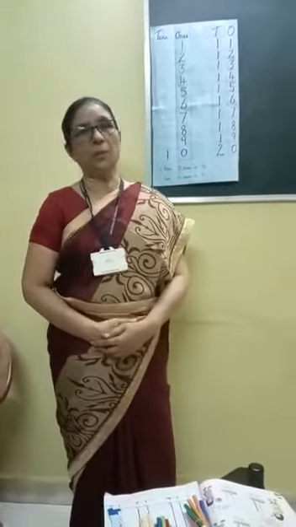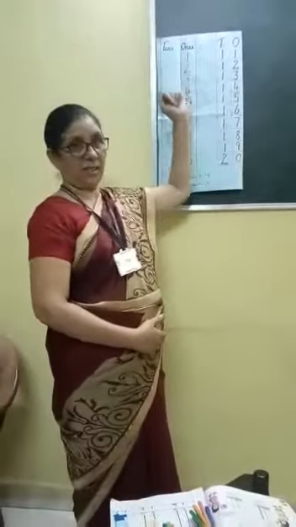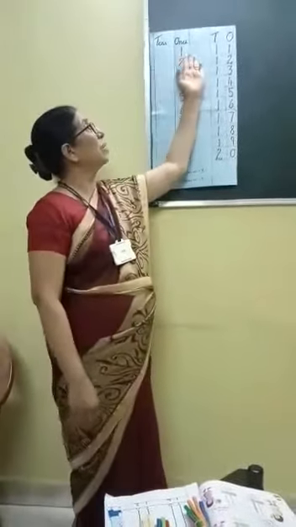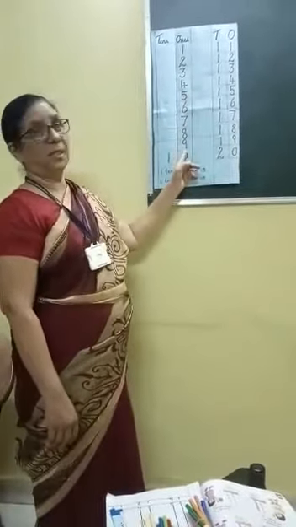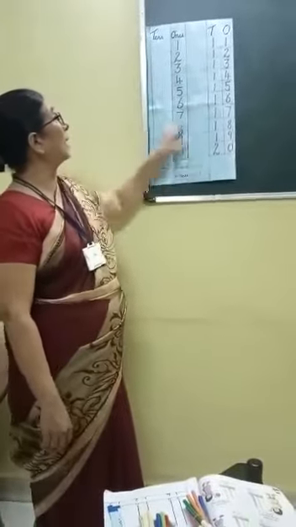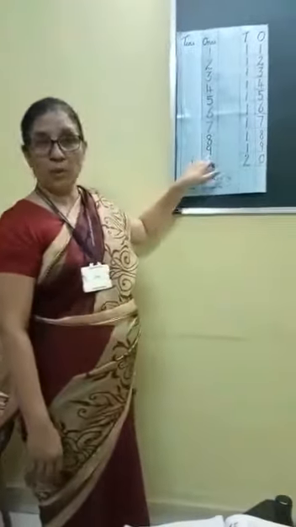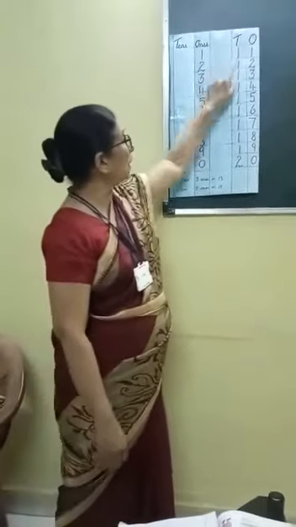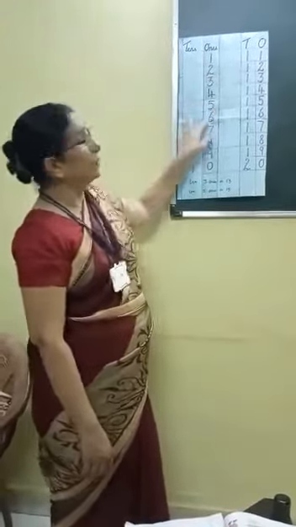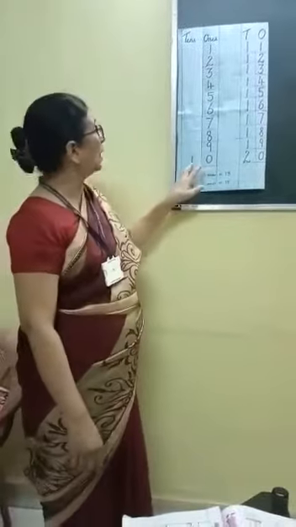Now we are going to learn about tens and ones. What is ones? Ones are the numbers from 1 to 9. The numbers from 1 to 9 that come in the ones place are called ones. And the numbers which are 2-digit numbers are called tens.